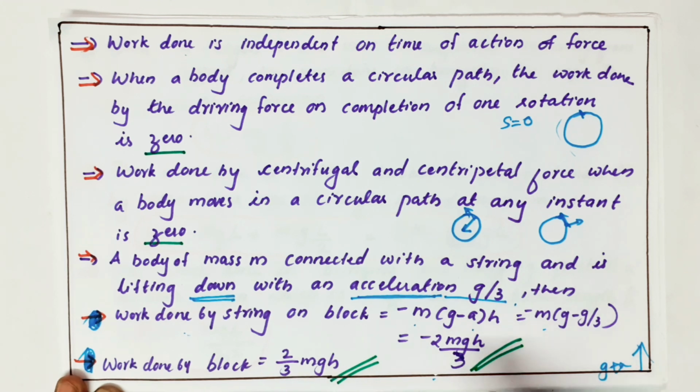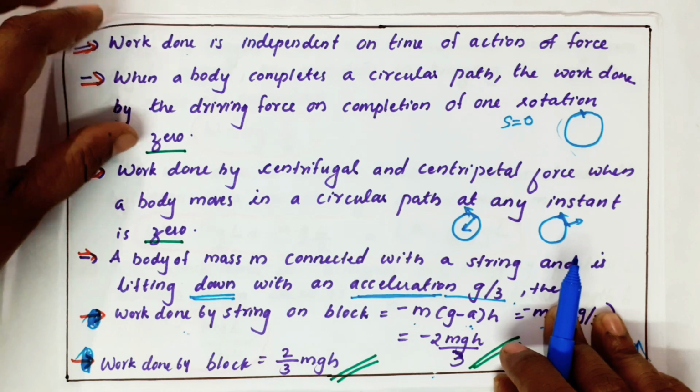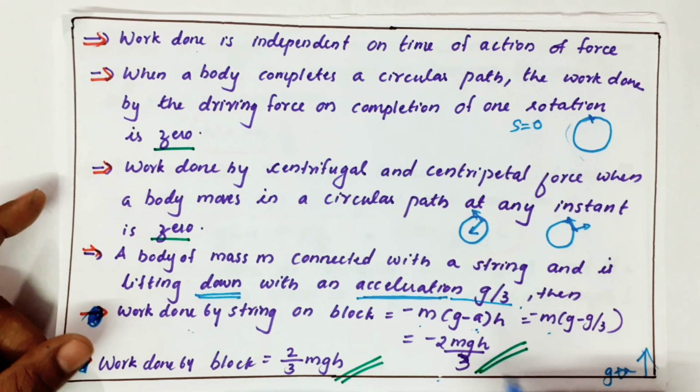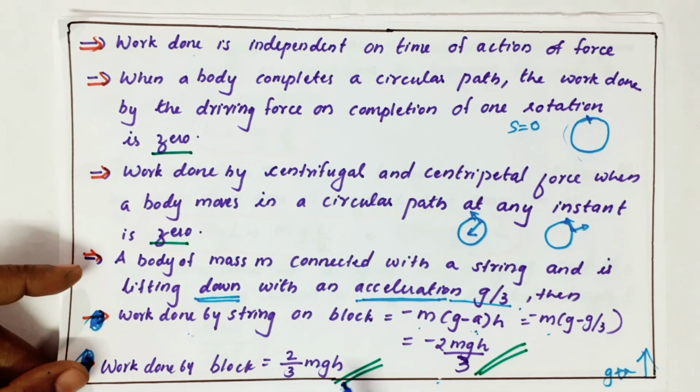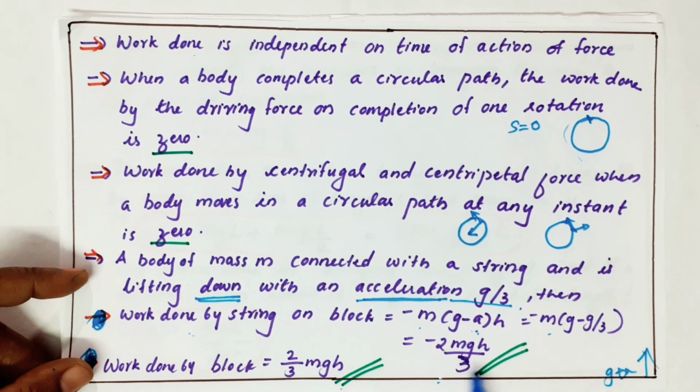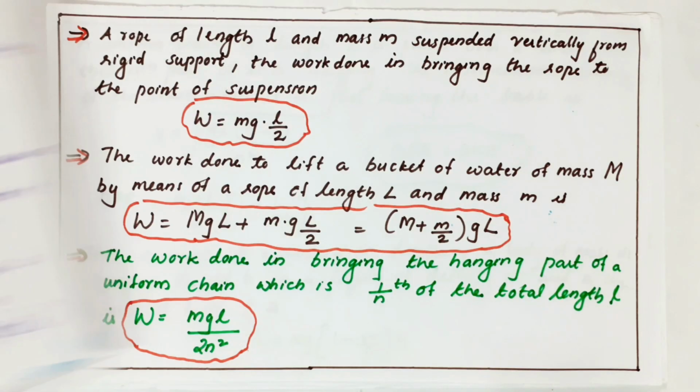Clear? So when a body with the help of a string is coming down with an acceleration a, the work done is m into g minus a into h. M into g minus a is the force and h is the displacement. Why did I put minus? It is against gravity. And for the downward one, why is there no minus? Because these two are equal and opposite.